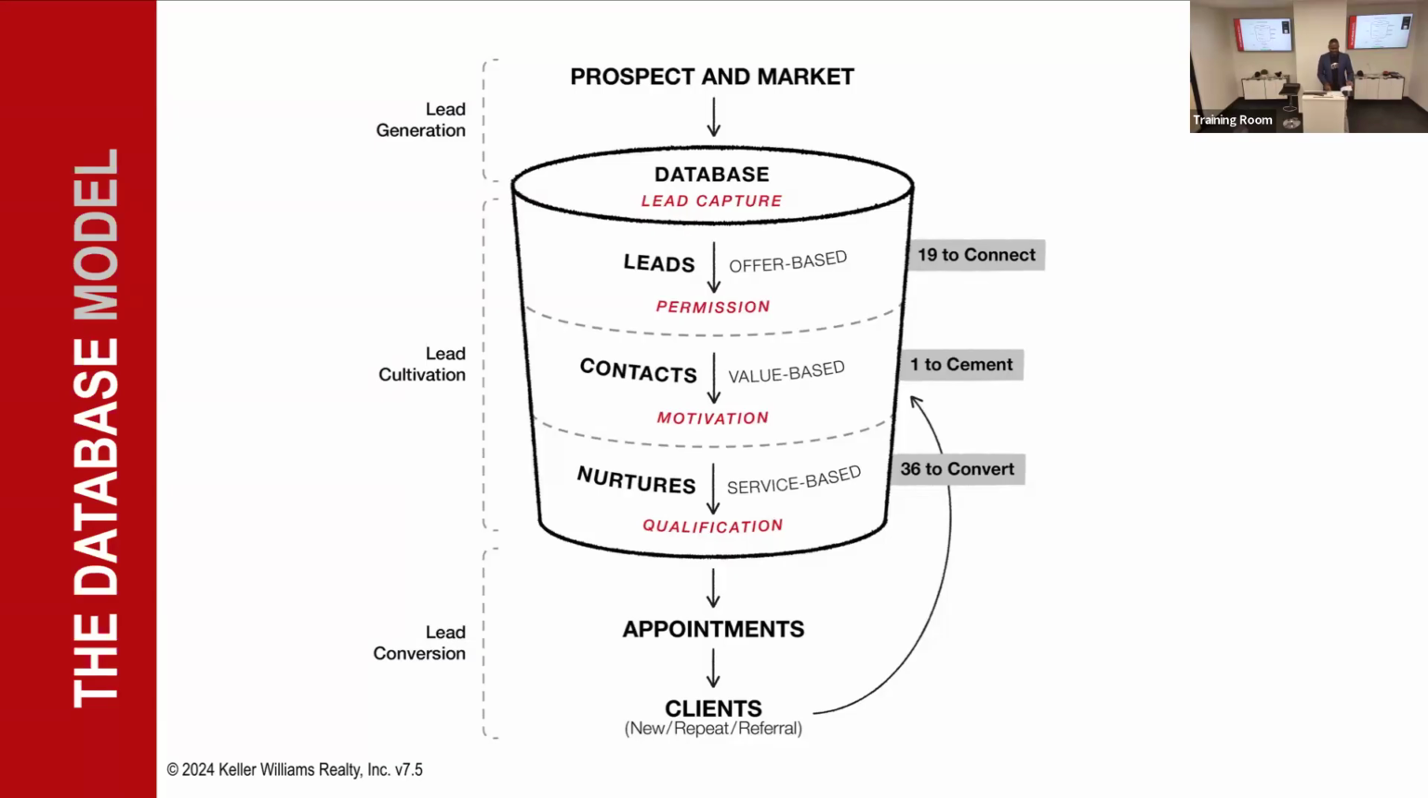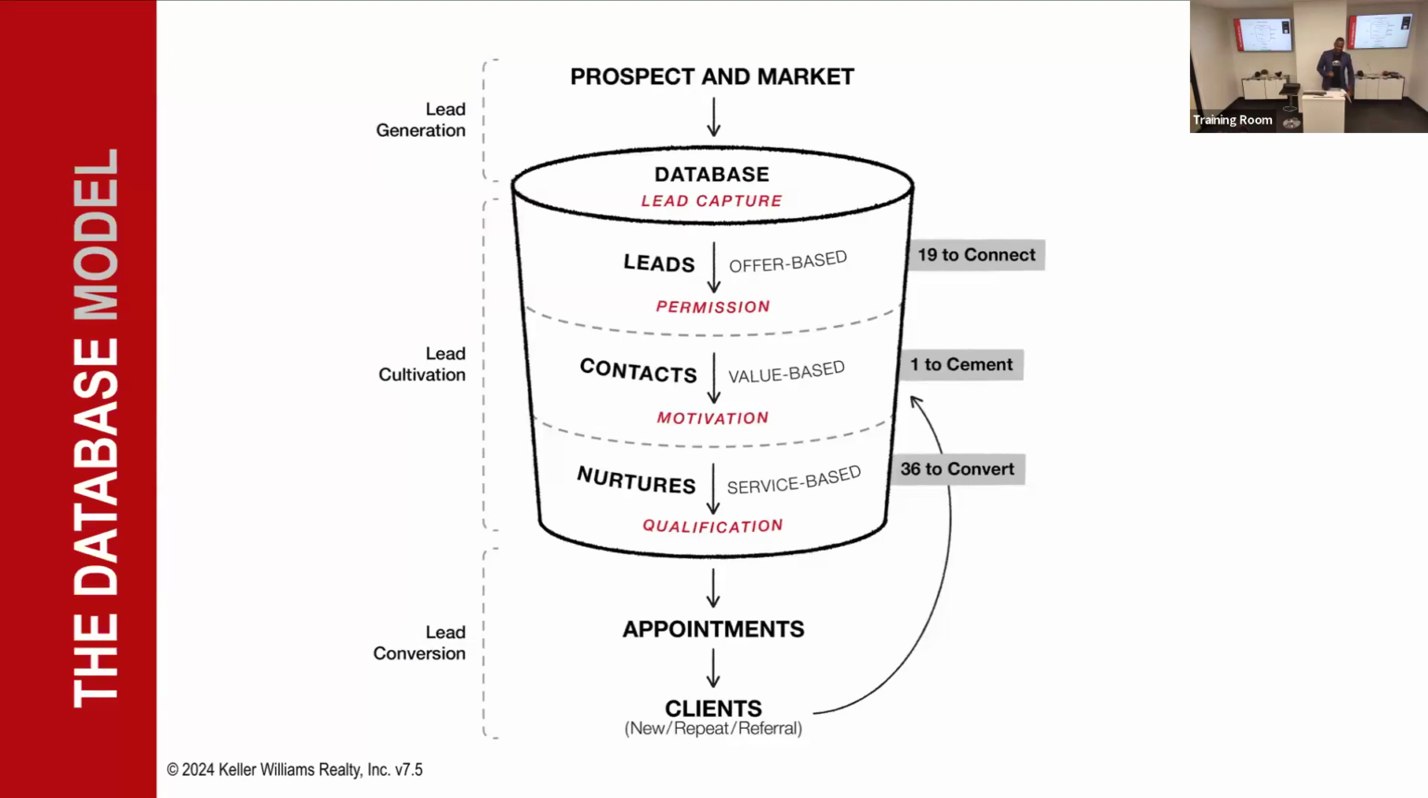Once I've captured that lead, if you look at page 14.1, on the right-hand side, you see 19 to connect, 1 to cement, 36 to convert. That's going to be on 4.11. So, 19 to connect. I've got a lead that's come in. I need an offer base. I need permission to stay in touch with you.